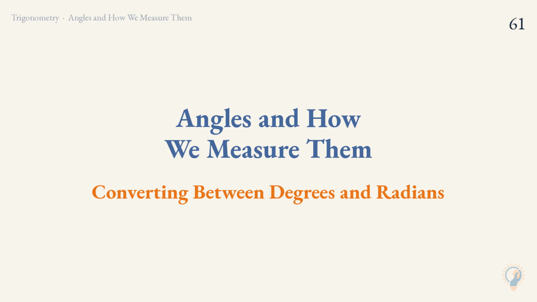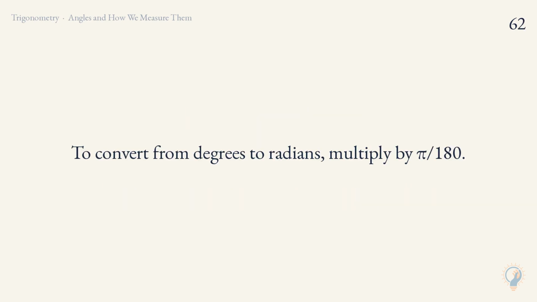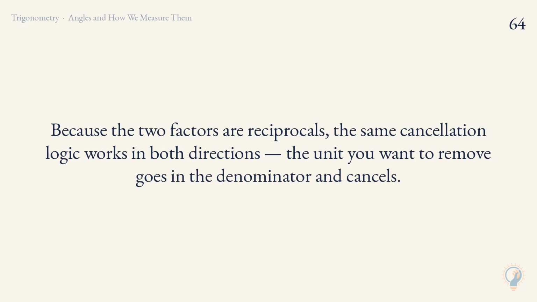Converting between degrees and radians. To convert from degrees to radians, multiply by pi over 180. To convert from radians to degrees, multiply by 180 over pi. Because the two factors are reciprocals, the same cancellation logic works in both directions. The unit you want to remove goes in the denominator and cancels.